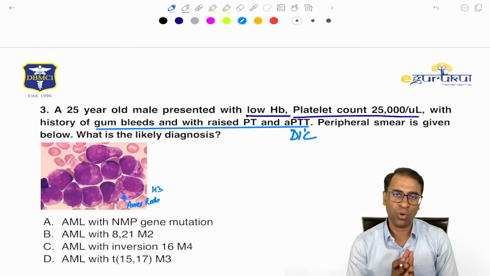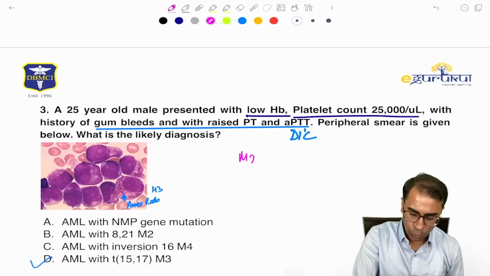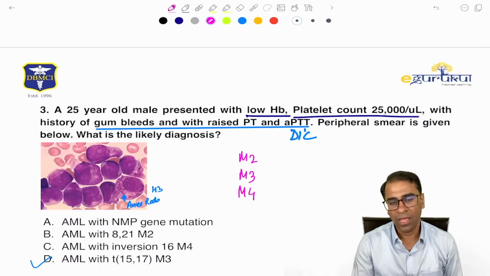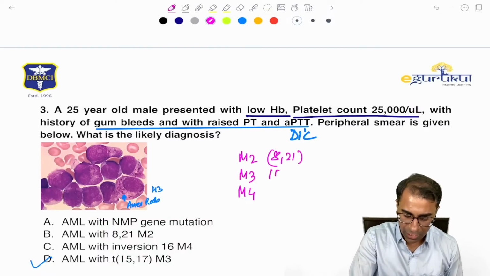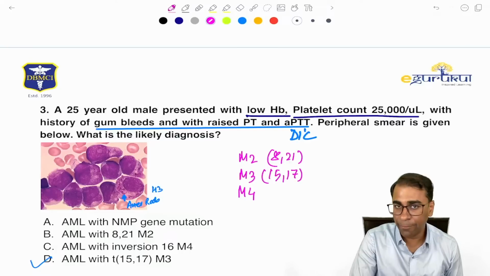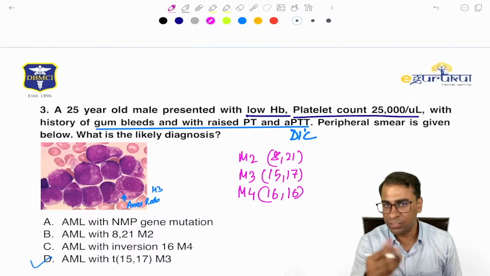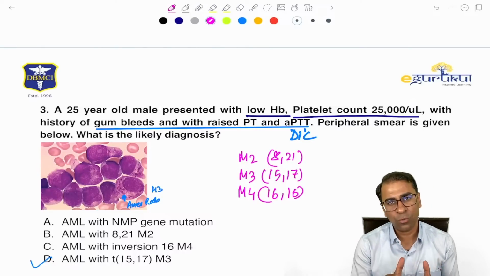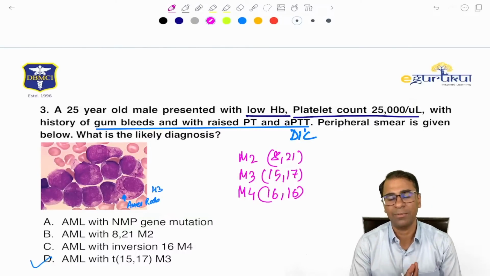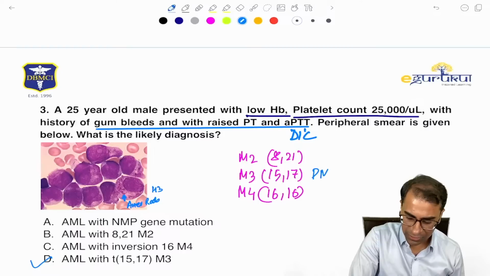And AML M3 shows what mutation? It is translocation of 15 and 17. At this point, I would suggest you go through the three types of AML: M2, M3 and M4. Among these three, what you should know is that M2 often shows 8;21 translocation, M3 shows 15;17 translocation, and M4 often shows 16 with 16, also called inversion of 16. Now, what is striking is that in the new WHO classification, they have tried to decrease the usage of numbers and switched over to using names. For example, 15;17 is called PML with RARA.